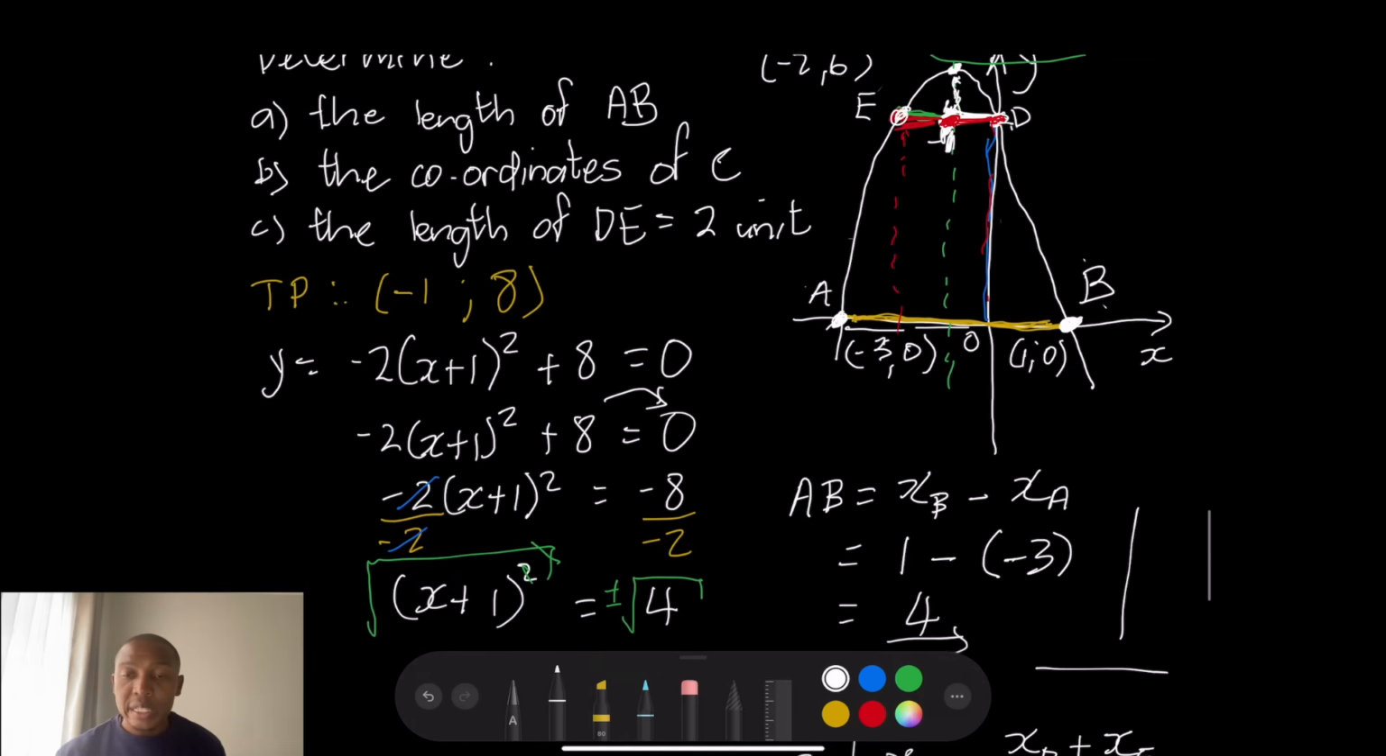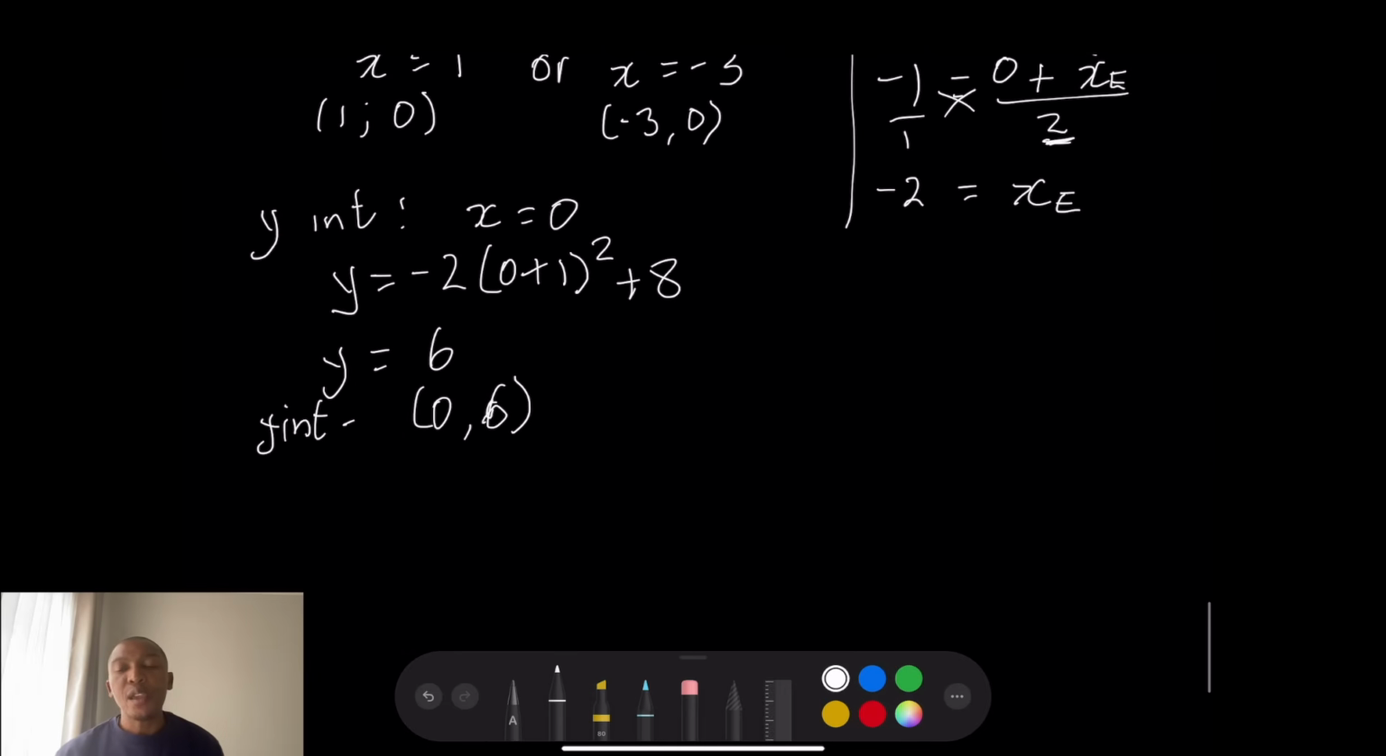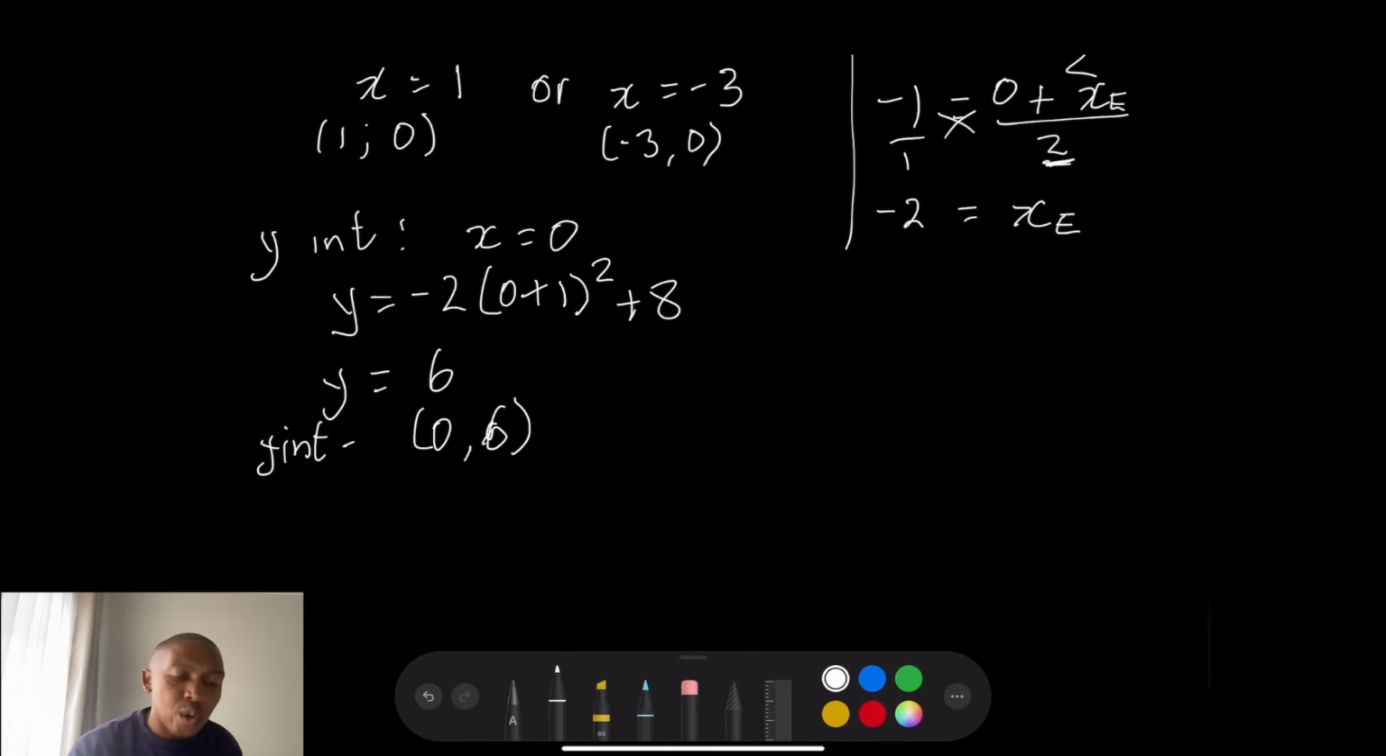All right, I hope you are still able to follow. I know there's a lot of gymnastics that I did there. So essentially, we know that the distance DE would be equal to 2 units.